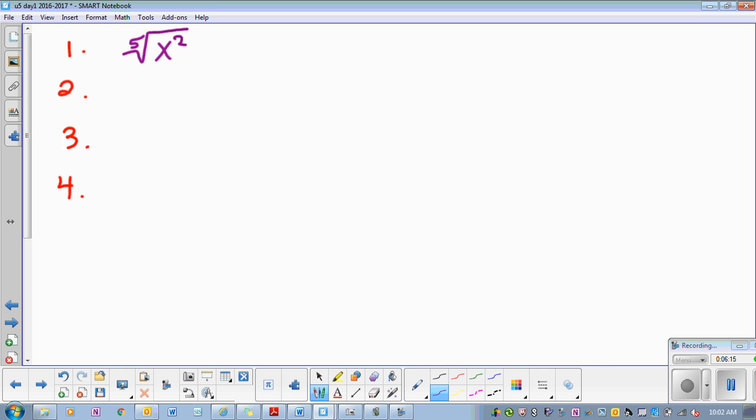All right, number 2 should have been 4th root of 10. Good. Number 3, you have x to the 4 halves, which you don't leave as 4 over 2, because what's 4 over 2? What does that simplify to? 4 divided by 2. So this would be x squared.